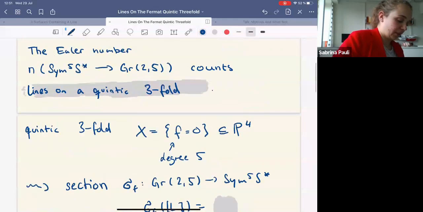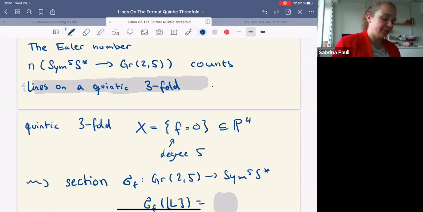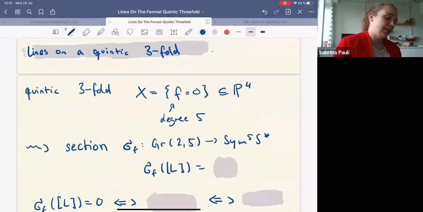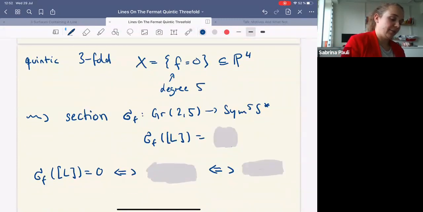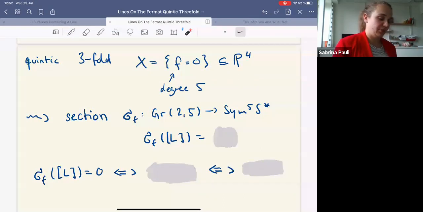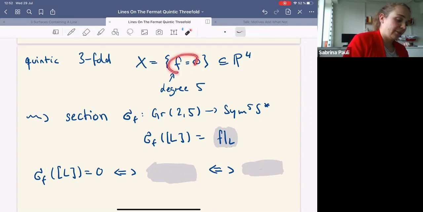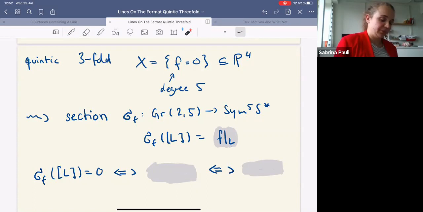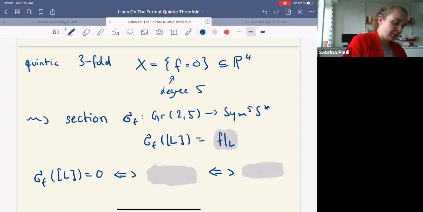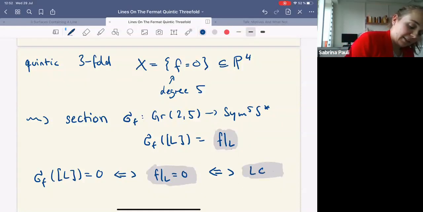Let me explain to you why. So if I take a quintic threefold X, that means it's a hypersurface in P4, defined by the vanishing of a polynomial of degree 5. Then I claim that this quintic threefold actually defines a section of this vector bundle, namely as follows. Again, let this L here be a line in P4, and I put the brackets around to say this is the point in the Grassmannian, and the image of this point in the vector bundle should be a degree 5 polynomial on the line, and I define it to be f restricted to L. So f was of degree 5 here in P4, I restrict it to a subspace. Yeah, that's how it works. And then you can see that sigma f of L is equal to 0 if and only if f restricted to L is equal to 0, but this is exactly when L is on our threefold.